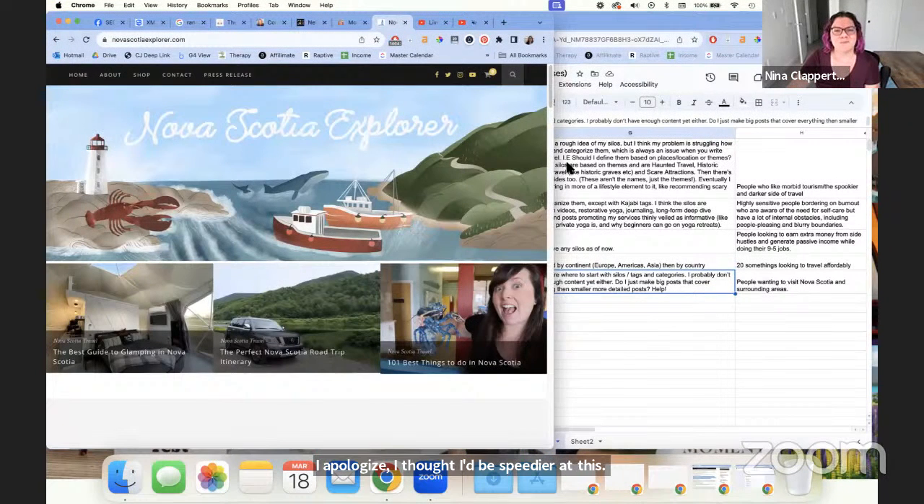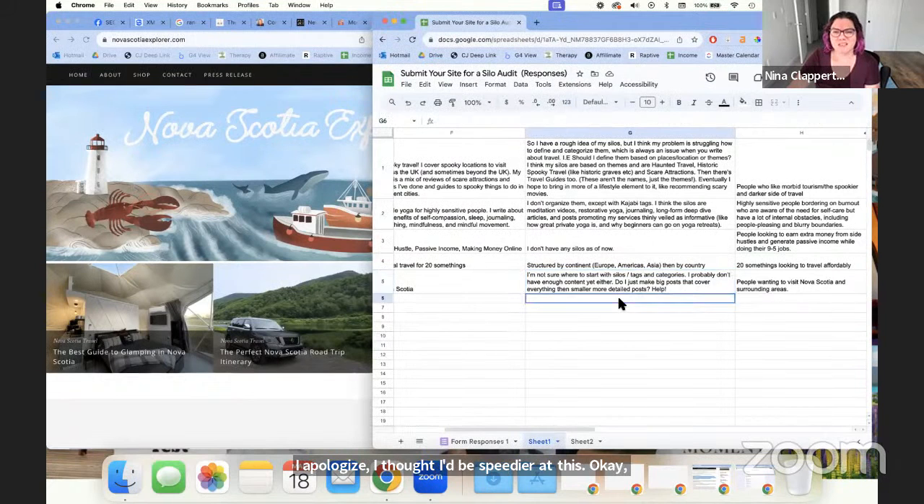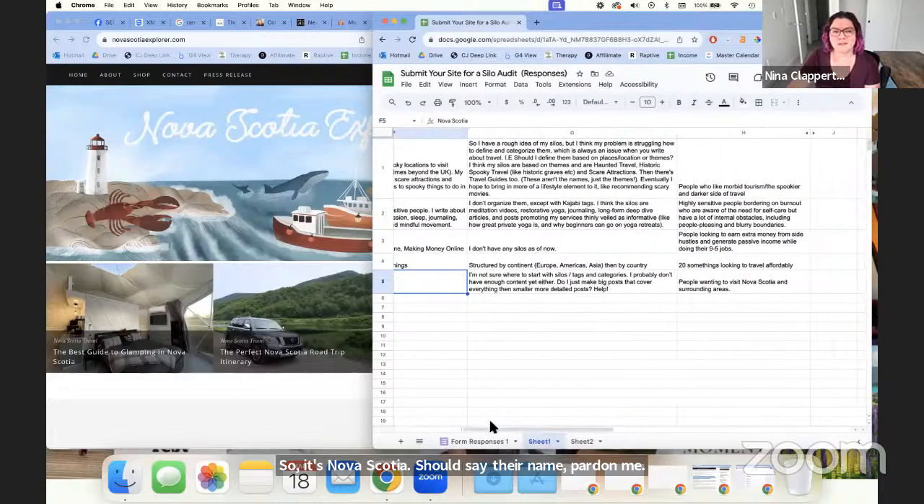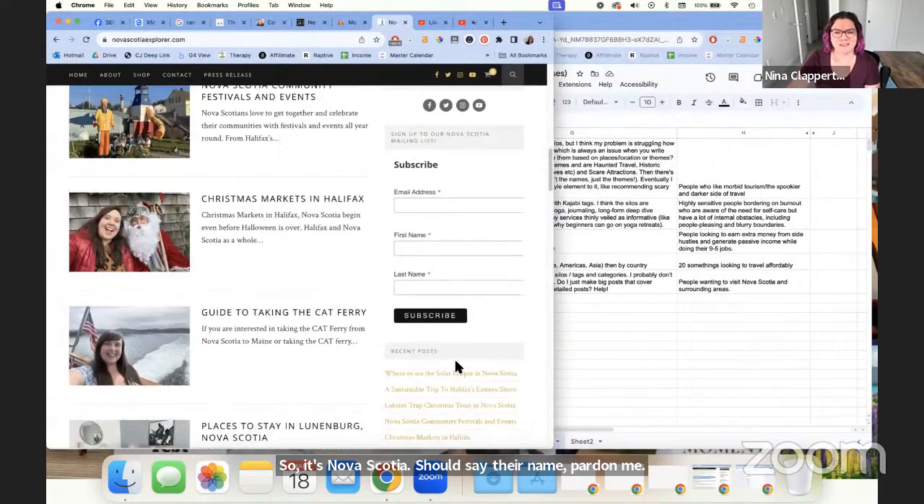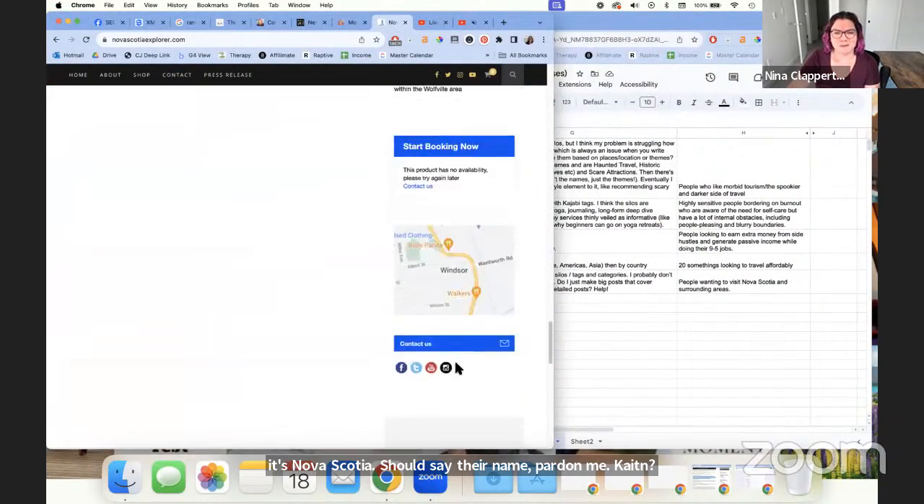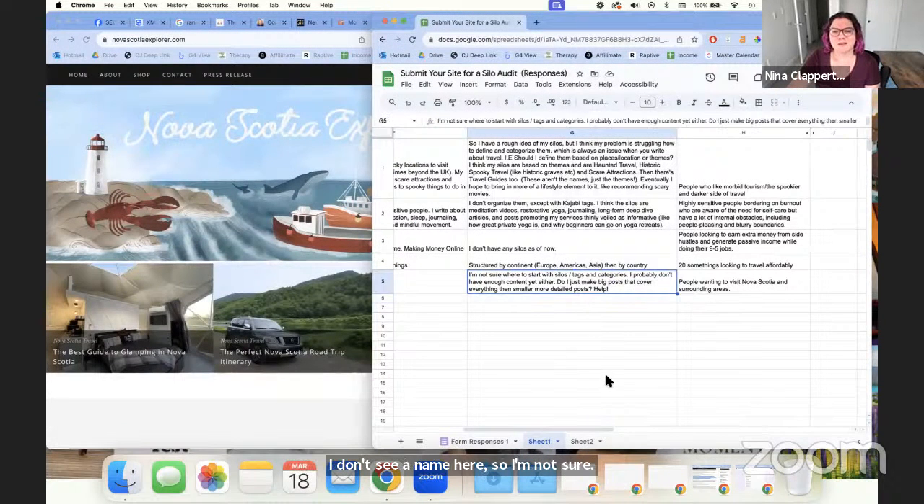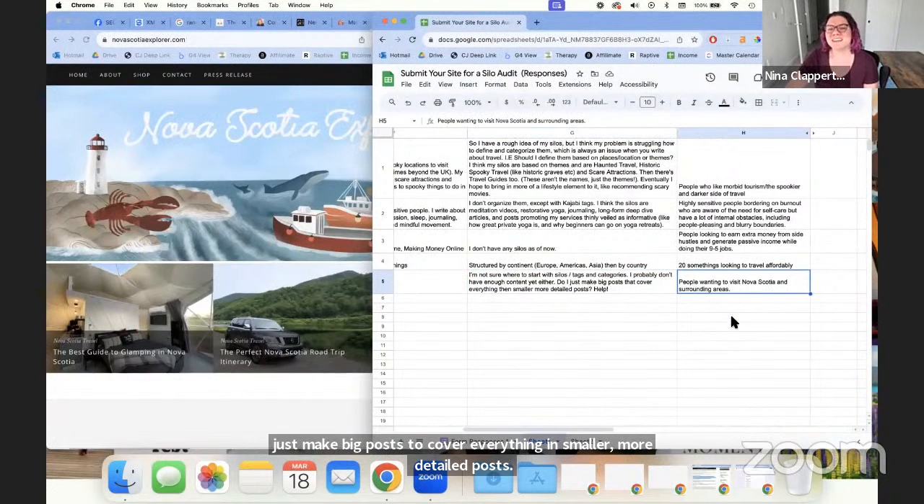Okay, then we have Nova Scotia Explorer. So it's Nova Scotia, I should say their name, pardon me. Kaylin, I hope. Maybe Caitlin and it was misspelled, but I think it's Kaylin. I don't see a name here, so I'm not sure. Okay, I'm not sure where to start with silos, tags, and categories. I probably don't have enough content yet either. Do I just make big posts that cover everything, then smaller, more detailed posts? Help. And the audience are people wanting to visit Nova Scotia and surrounding areas.